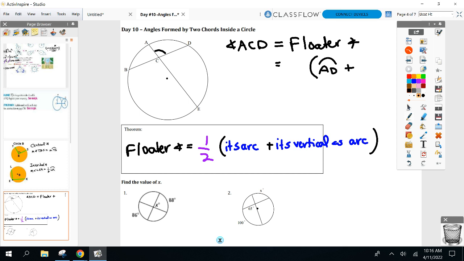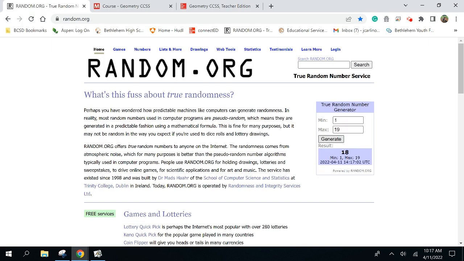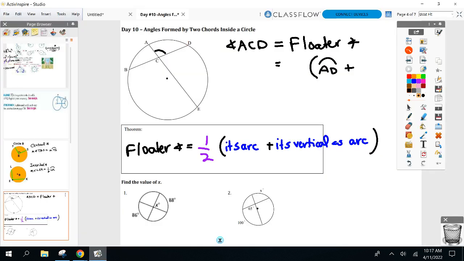now look at the vertical angle. What arc belongs to the vertical angle? So here's ACD. Look at its vertical angle. What arc belongs to its vertical angle now? BE. Good job. Does everyone see that? Here's the vertical angle, and that arc belongs to BE. Good work. And then I'll be taking half of that. So, floater angle. Questions?